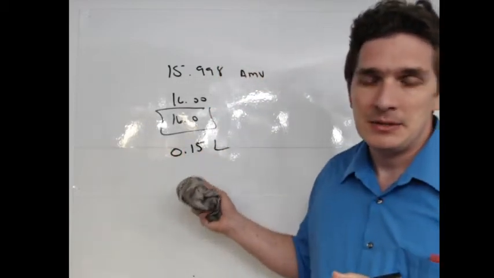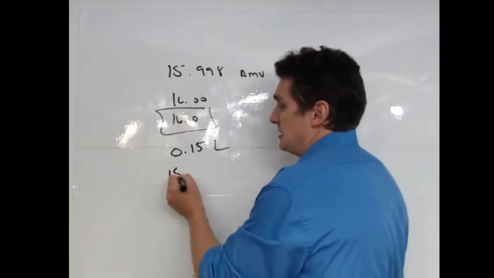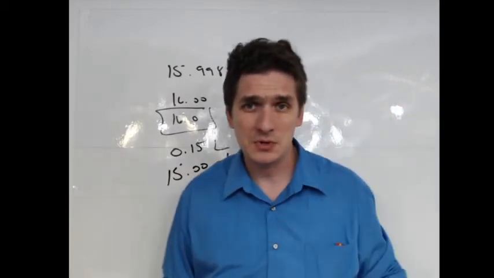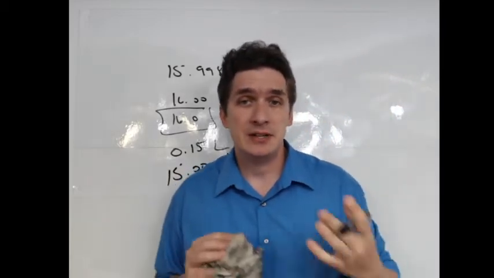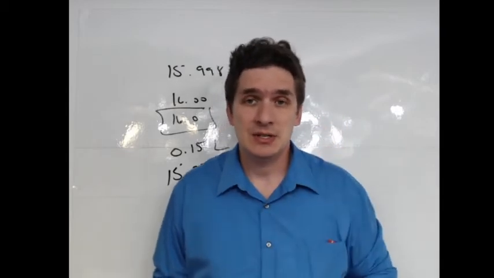1.5 liters, that's probably telling you your final answer needs to be to 2 significant figures. But if you see something like 15.00 mLs, that's 4 significant figures, so your final answer is going to finish with 4 significant figures. Now, there are 2 exceptions to this.